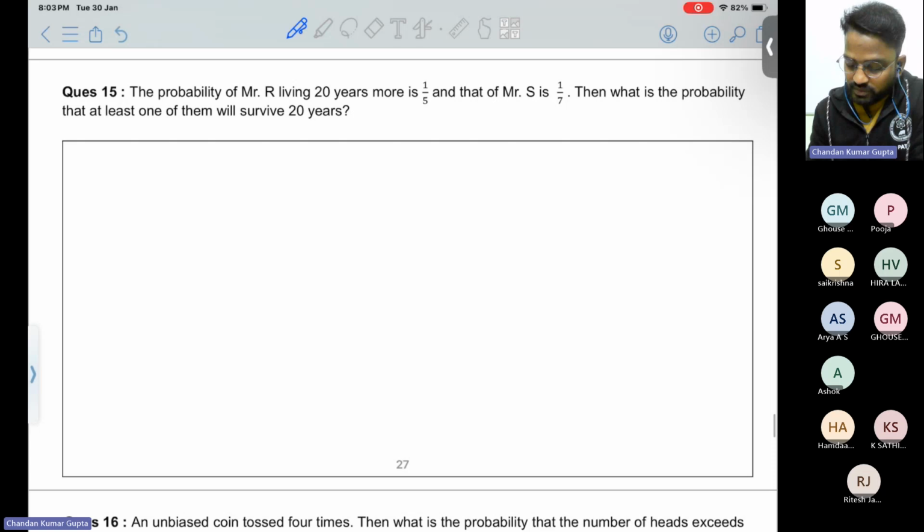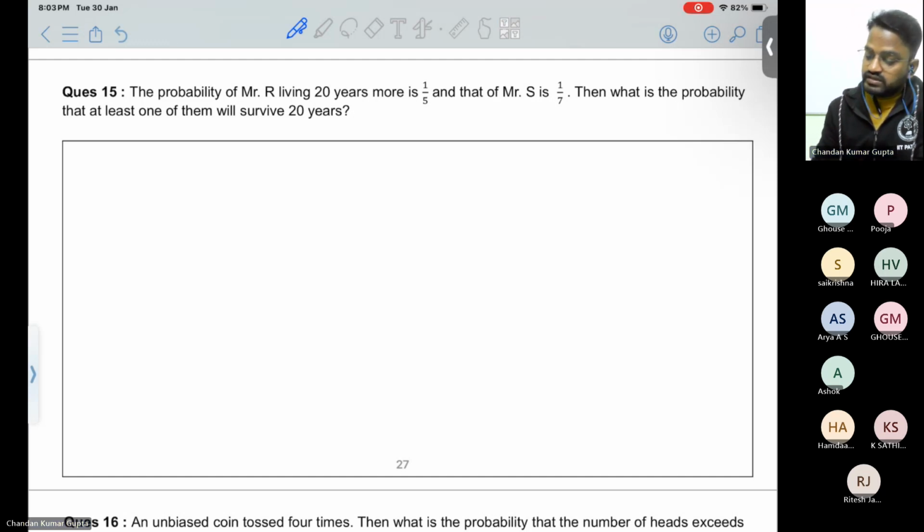Now the next question: the probability of Mr. R living 20 years more is 1 by 5. That of Mr. S is 1 by 7. Then what is the probability that at least one of them will survive 20 years? How can we proceed for this?